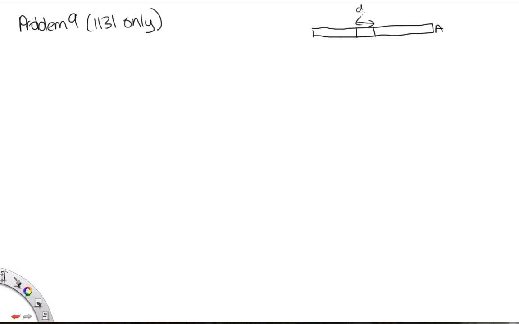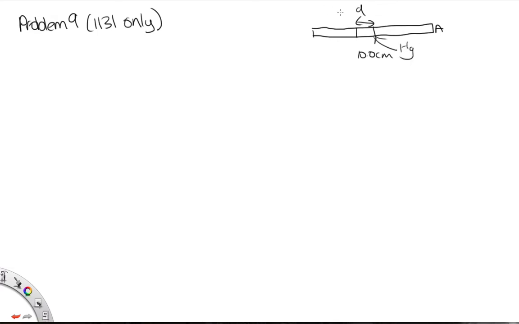Problem 9, which is for 1131 only. In this problem, we have a thin tube. We can assume it's got surface area A, and initially it's sealed at both ends. In the middle, length D, which is equal to 10 centimeters, it's filled with mercury.